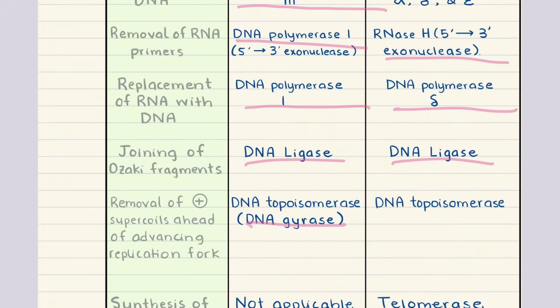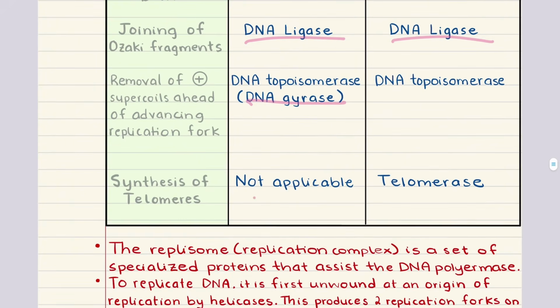Finally, there's one step that applies only to eukaryotes, not prokaryotes, and that is the synthesis of telomeres. Like we mentioned earlier, DNA polymerase can't fully replicate the ends of linear DNA. Without a solution, that would lead to gradual loss of genetic material over time. To solve this problem, eukaryotic cells have help from the enzyme telomerase. This is an enzyme that extends the ends of chromosomes using its own RNA template.